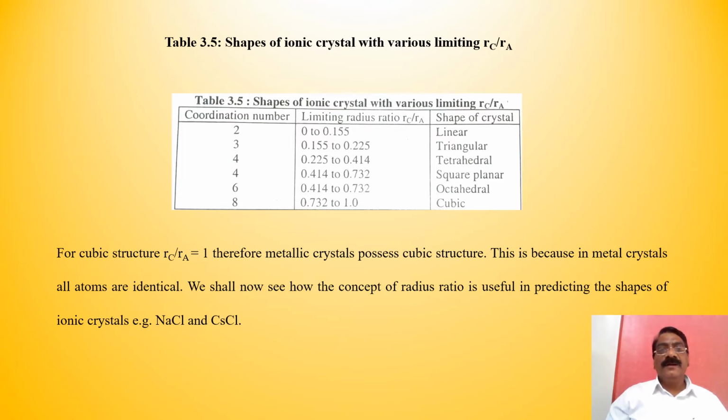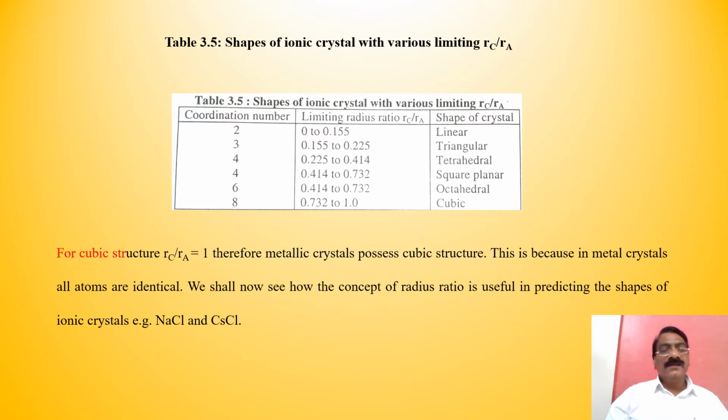tetrahedral geometry. Second, for coordination number 4, radius ratio from 0.414 to 0.732, it is square planar. For coordination number 6, limiting radius ratio is 0.414 to 0.732, it is octahedral crystal shape. And coordination number 8, it is from 0.732 to 1.0, it can give the cubic shape to the crystal.